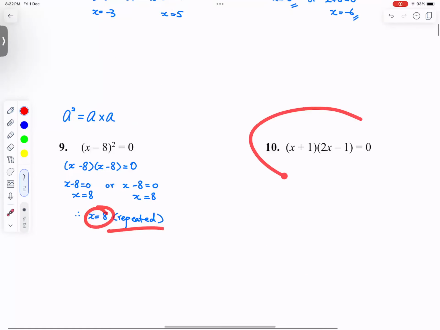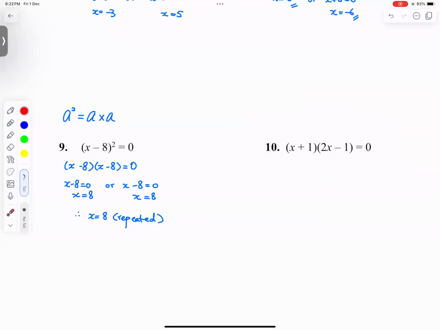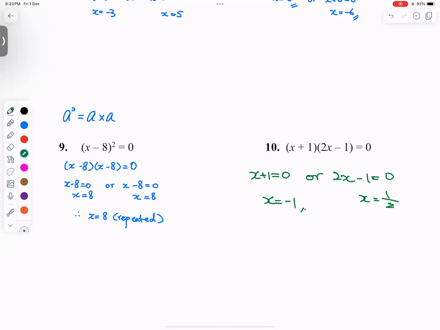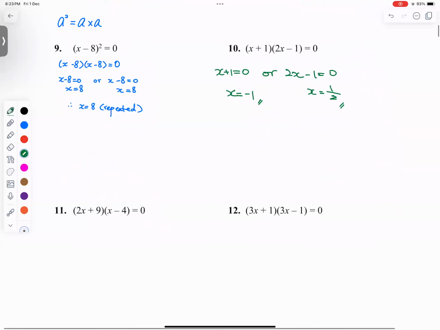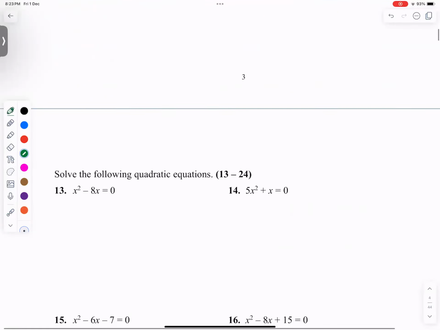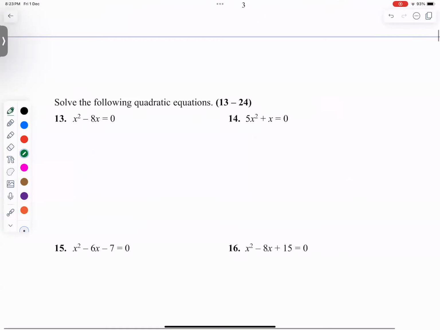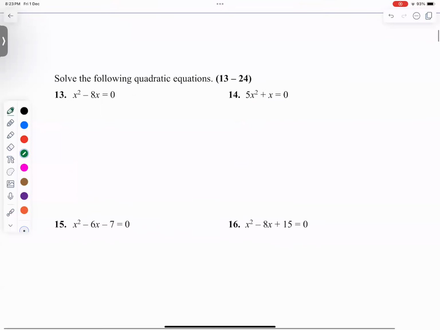Can you quickly do question 10? x plus 1 equals negative 1 and 2x minus 1 equals 1 over 2. And then this one, negative 1. Okay, and then 11, 12, you can do on your own. And let's go to 13. How do we do this?